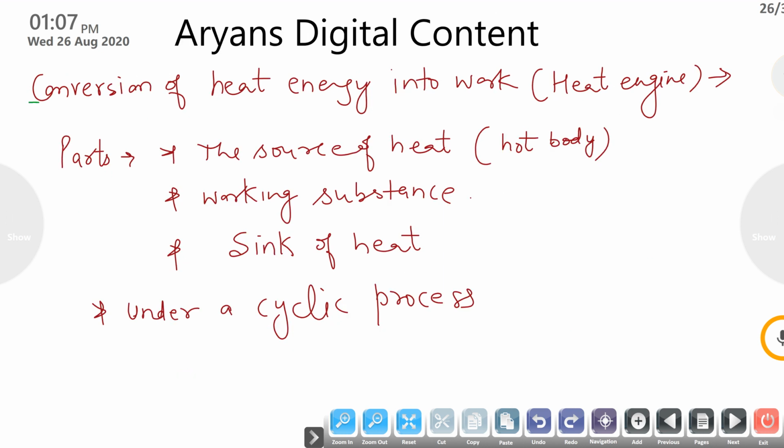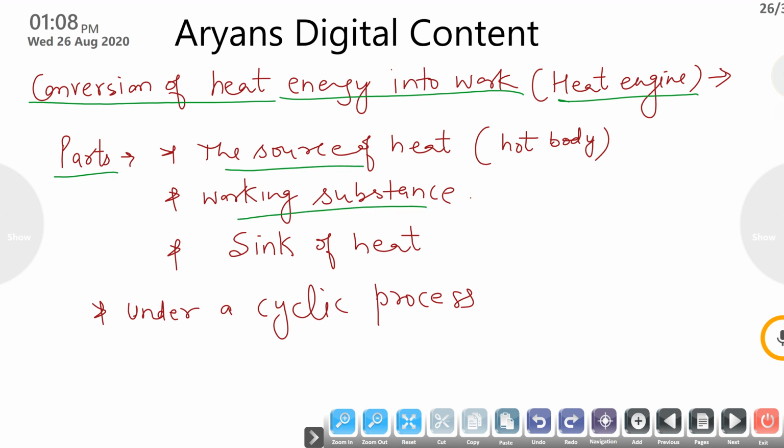Now, there is an engine that will help us to do work from heat energy. So, conversion of heat energy into work is known as a heat engine. What we will do in this? We will apply the heat and we will get the work done. So, it has mainly 3 parts: source, working substance, and the sink of heat. Source will provide you heat. It will always be at a higher temperature. Suppose it is at T1 or T2, whatever you can consider. It is called a hot body.